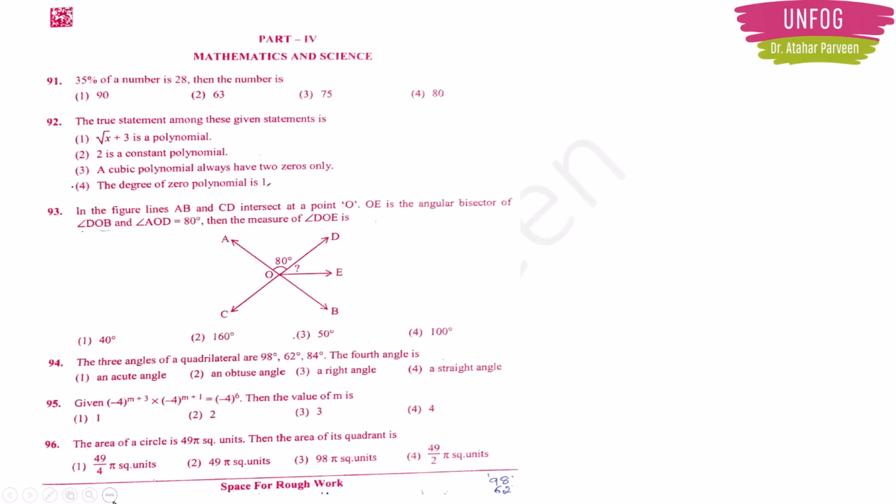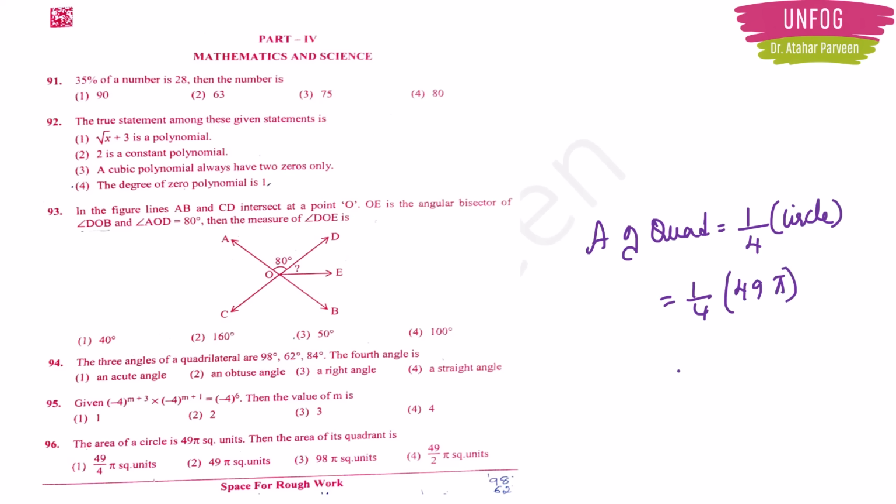Question number 96. The area of a circle is 49 pi square units. Then the area of its quadrant is. So here they are telling that area of a circle is 49 pi square units. So what will be the area of the quadrant? This will be equal to 1 by 4 times that full circle, right? So here we have circle area. They have given it already. It is 49 pi. So our answer should be 49 by 4 pi. So easy questions, right? Option 1 will be the correct answer here. Okay.